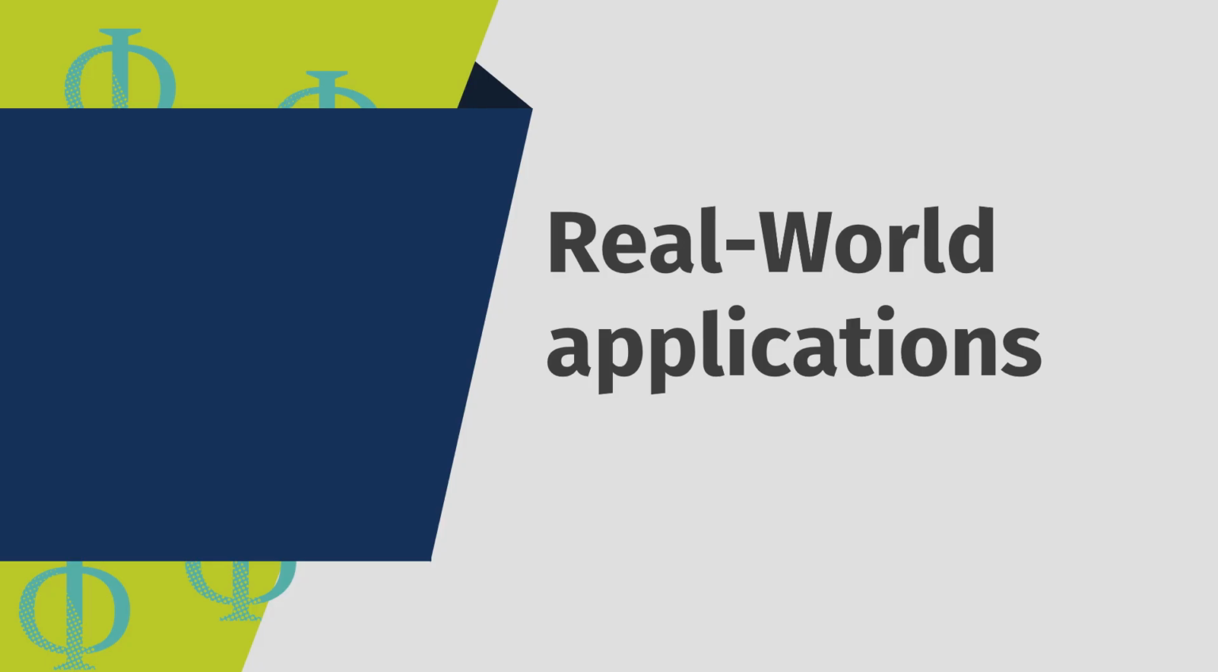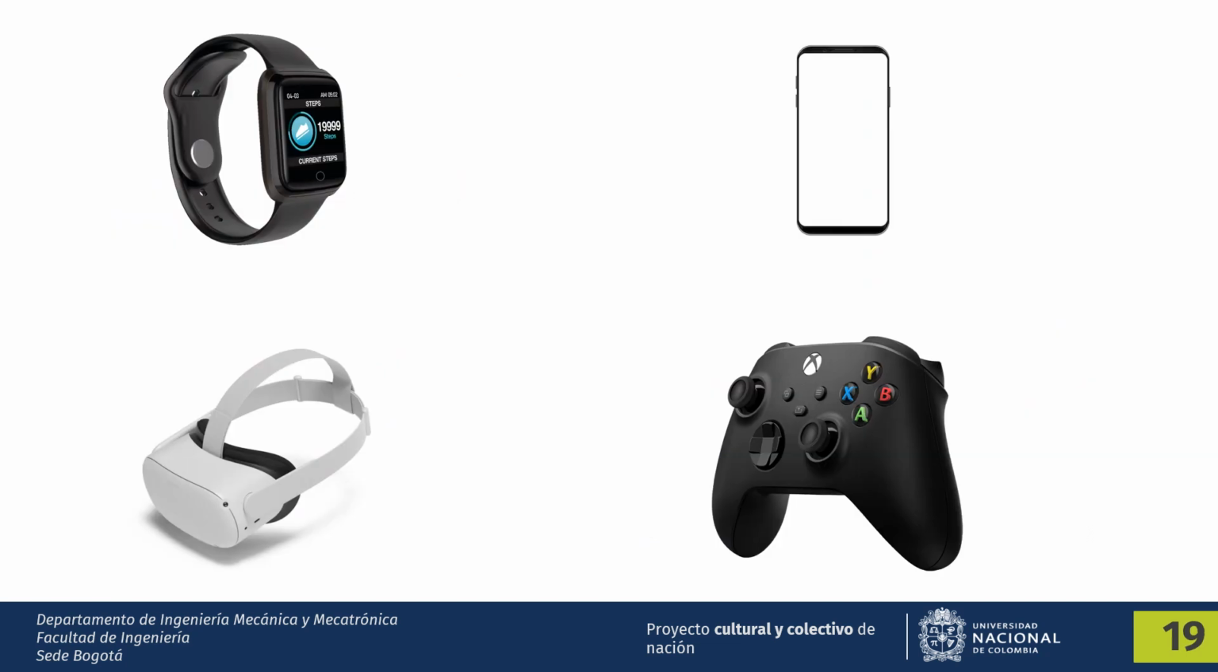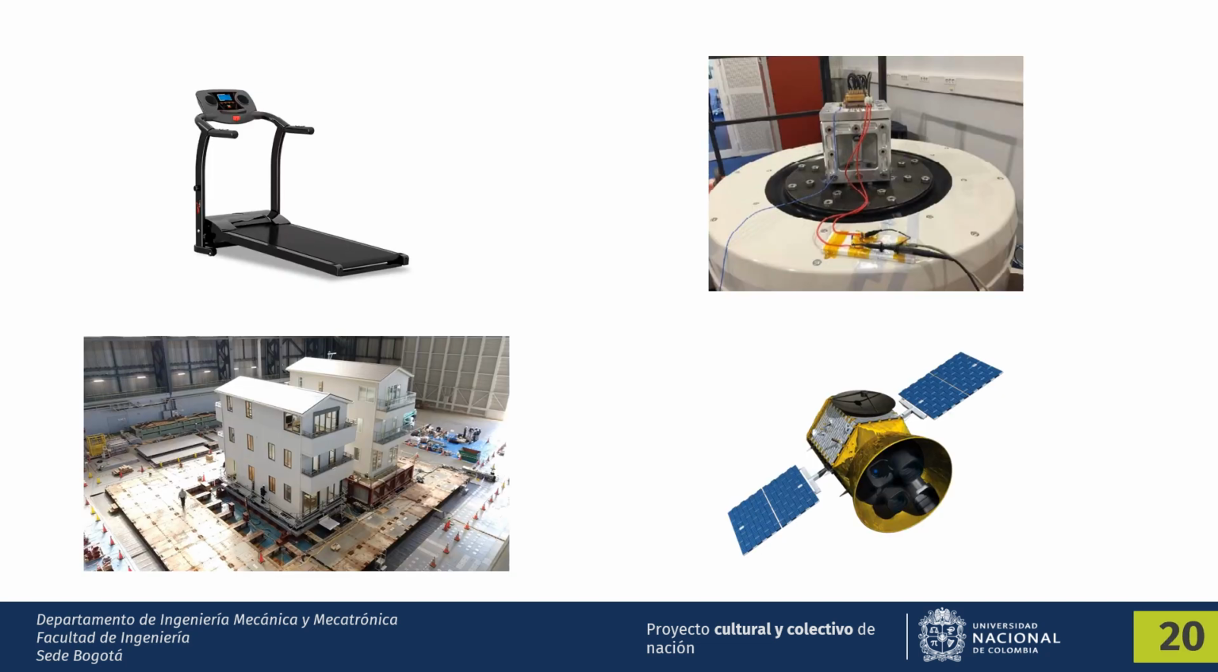Let's talk about real-world applications. We can find accelerometers in many different applications, such as drones for controlling movement and speed, wind turbines, assembly lines, and every type of robot, all kinds of vehicles, smartwatches for running and monitoring health, smartphones for snooze or rotating, VR headsets, video game controllers, treadmills and other gym equipment, vibration and shock testing for machinery, seismic activity, satellites, and many other applications.